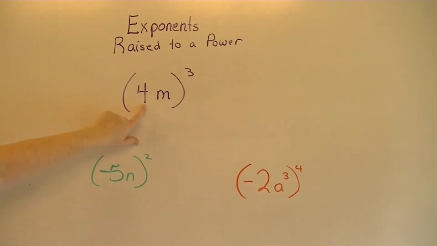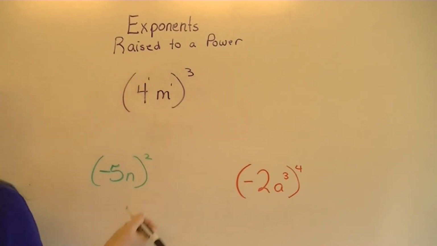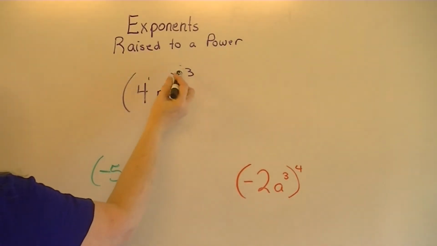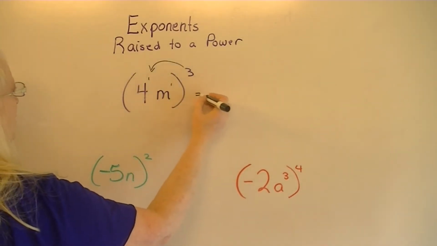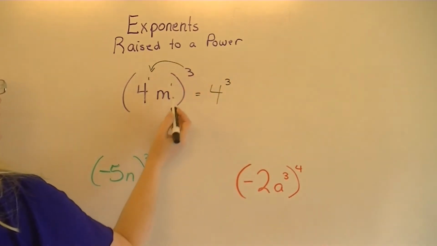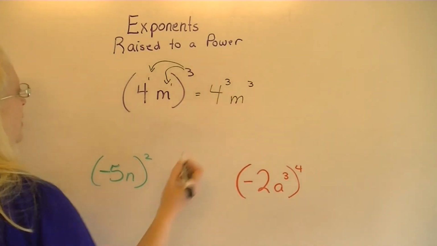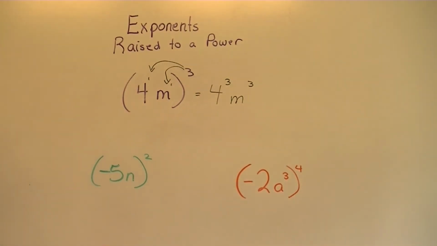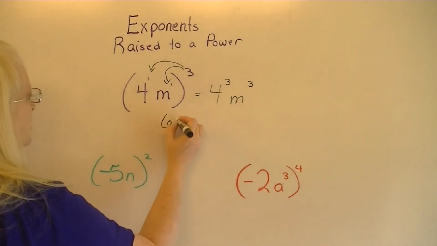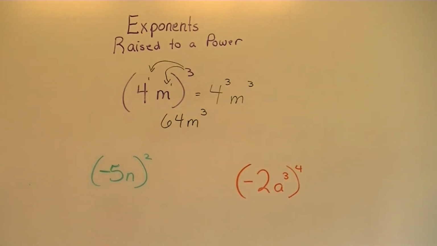Well, we don't see an exponent on the 4 or the m, but it's understood that there's really a 1. So now if I multiply the exponents, the 3 is going to get multiplied against the 4 to the first power, and that would give me 4 to the third power. And now I'm also going to do the same thing with the m, and that would give me m to the third power. You can also write your number. You can go on ahead and simplify that. So 4 times 4 times 4 would be 64 m to the third power. But both answers are right.